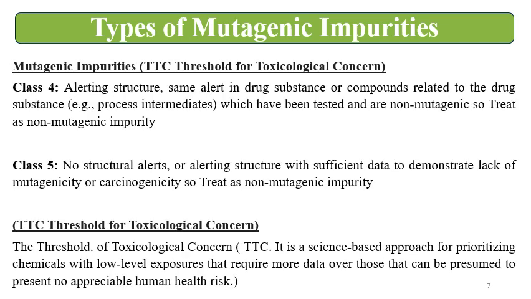Then coming to class 4 and 5 types of mutagenic impurities. So class 4 has an alerting structure, the same alert as in the drug substance or compounds related to the drug substance. For example, process intermediates which have been tested and are non-mutagenic. So treat it as a non-mutagenic impurity. Then class 5, no structural alerts, no alerting structure, or sufficient data to demonstrate lack of mutagenicity or carcinogenicity. So these are treated as non-mutagenic types of impurities.